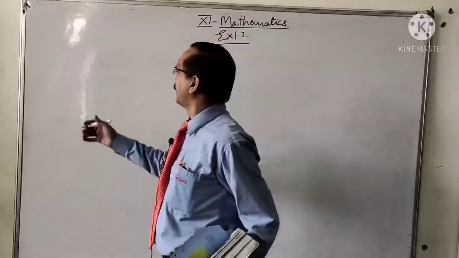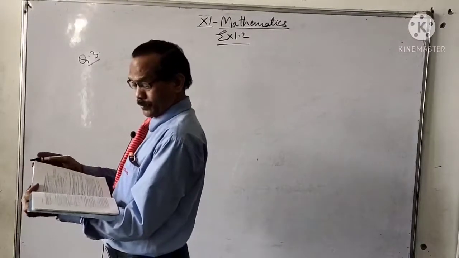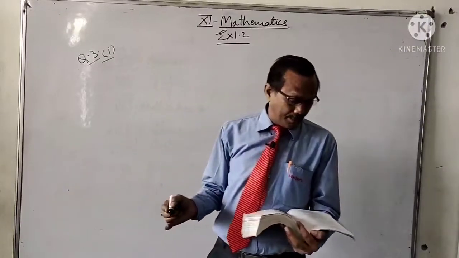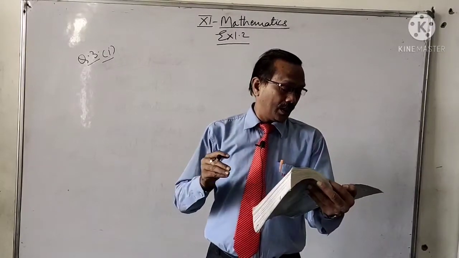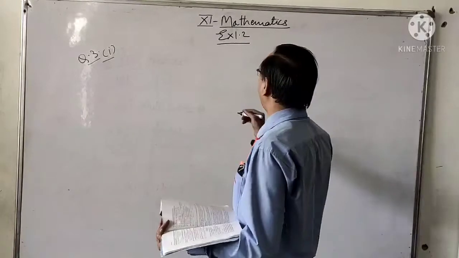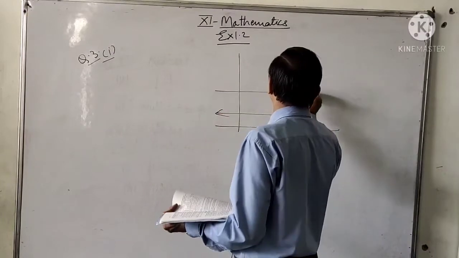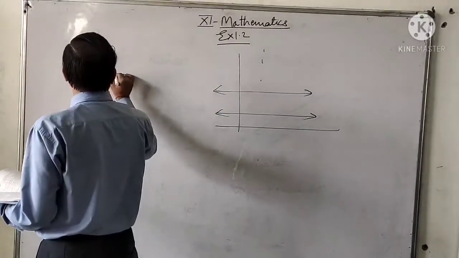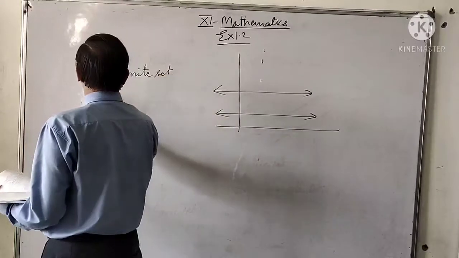Student, question 3. First part, state whether each of the following sets is finite or infinite. The set of lines which are parallel to x-axis. Student, there are an infinite number of lines which are parallel to x-axis. So it is an infinite set.